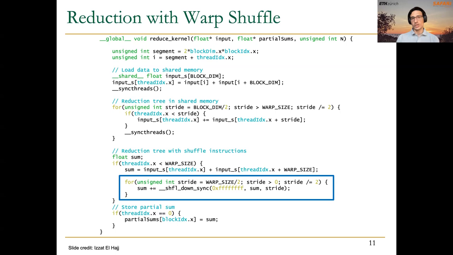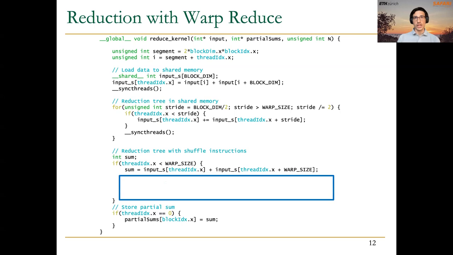A recent novelty for the implementation of the parallel reduction in the most recent architectures is that they incorporate a new, natively supported instruction, a warp reduce, that allows us to get rid of this inner loop that is highlighted in the slide. It only works for certain data types, for example int, but if that's the case, then we can make use of this warp reduce intrinsic.